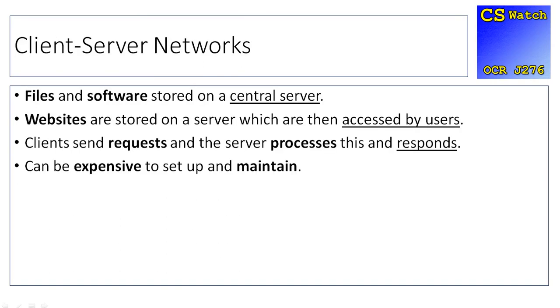So client-server networks is where files and software are stored on a central server. For example, if you think about when you're playing FIFA online, you haven't got the entire FIFA game and all the networking components downloaded onto your PS4 or your Xbox. You're connecting to the FIFA server, or when you're going onto the PlayStation network to buy a game, you're connecting to their servers. Websites are stored on a server, so if you go onto Twitter or onto the BBC website, that website is stored on there, which is then accessed by the users.